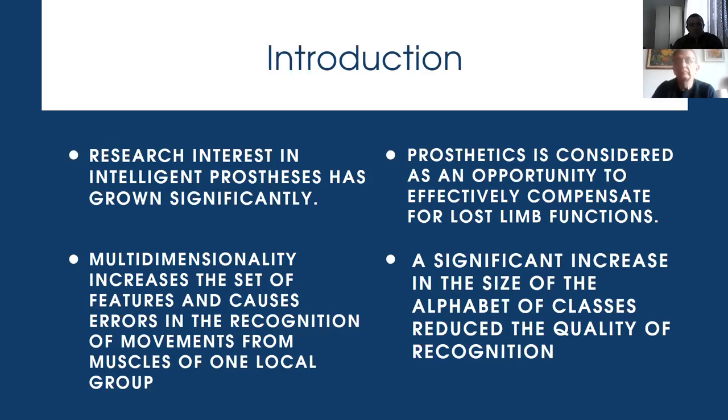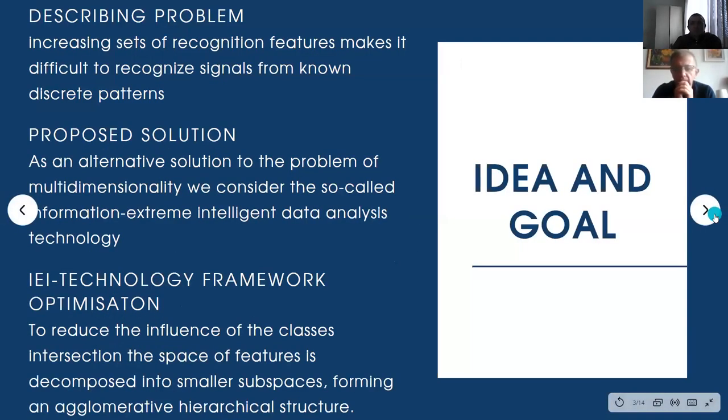But in human-computer interfaces, there is often a trade-off between stability and variety of gestures. Increasing the alphabet of classes complicates recognition, primarily by increasing the intersection in the space of recognition class features. Moreover, multidimensionality increases the set of features and causes errors in the recognition of movements from muscles of one local group. The explanation for this problem is that the increase in the set of recognition features makes it difficult to recognize signals from known discrete patterns.